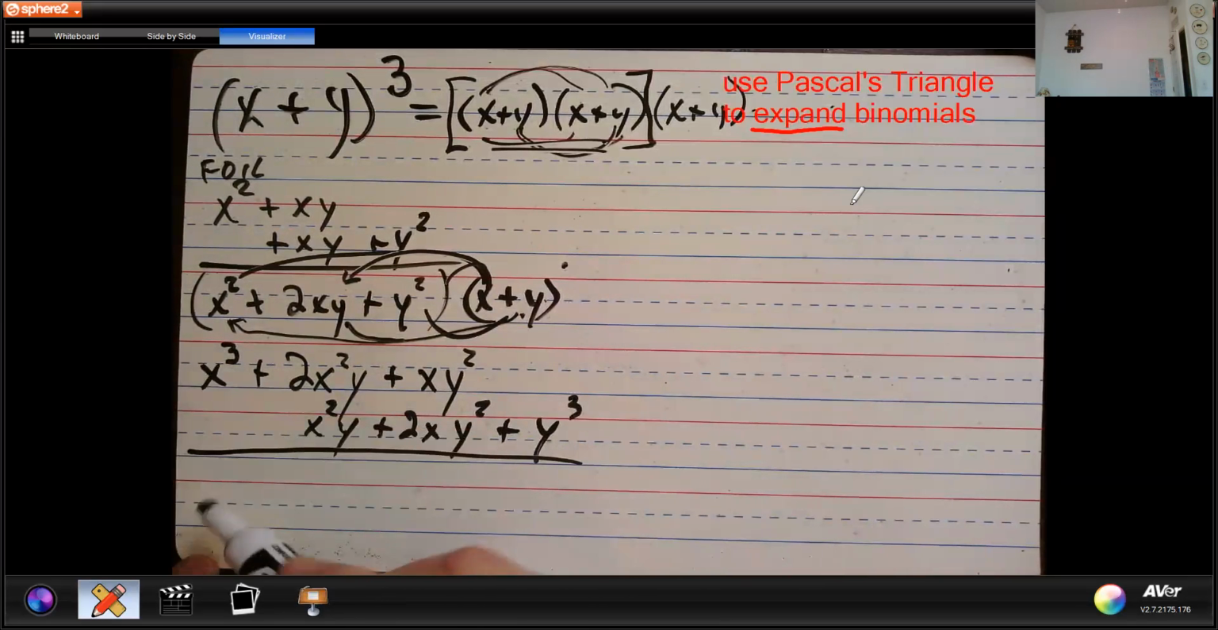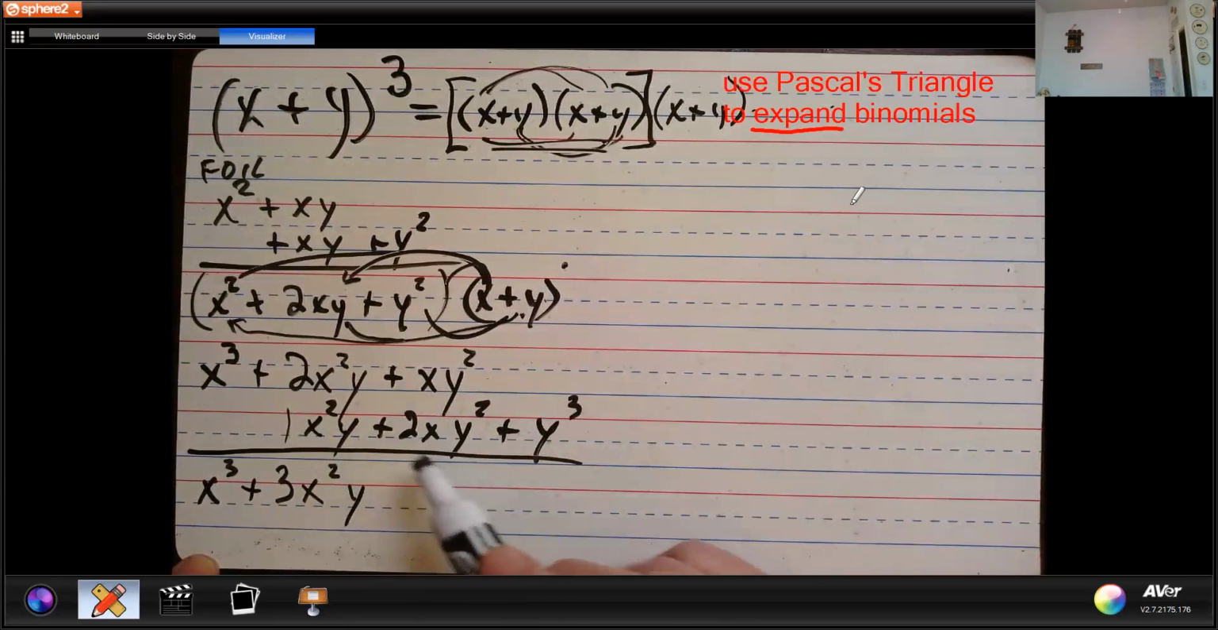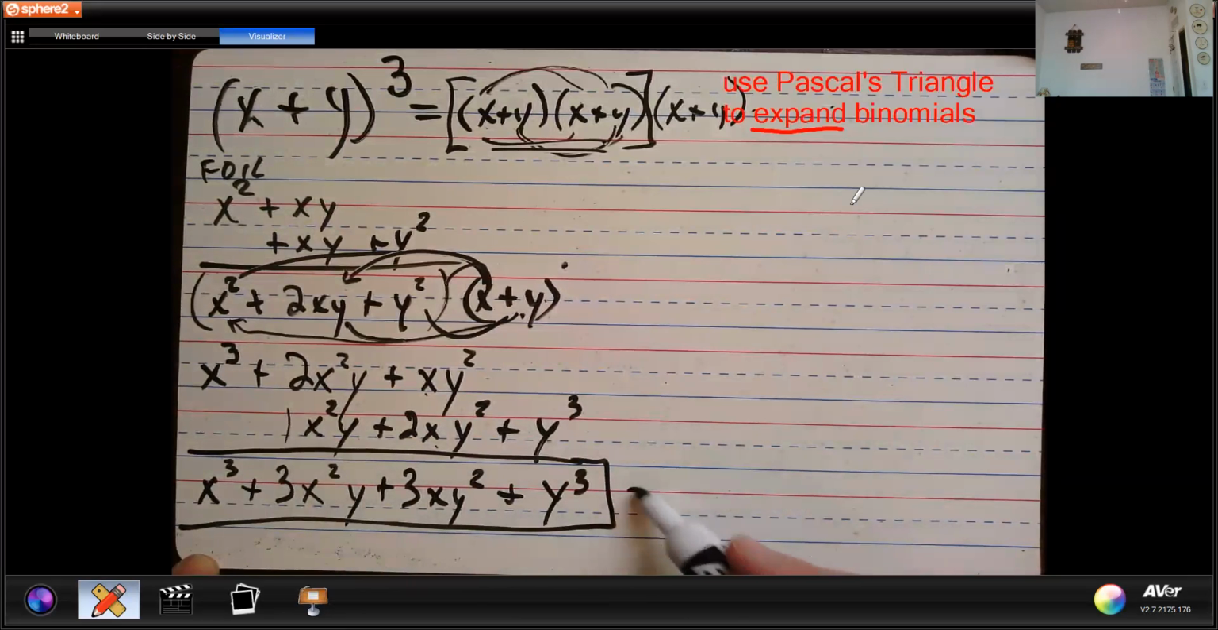Now I add together the ones that are exactly the same. See, this is an x squared with a y to the 1. Well, here's another x squared with a y to the 1. I can add those together. That makes 3x squared y. And here's an x y squared. Well, there's another x y squared. I can add those together. Woohoo! And now this, believe it or not, is the answer to this.